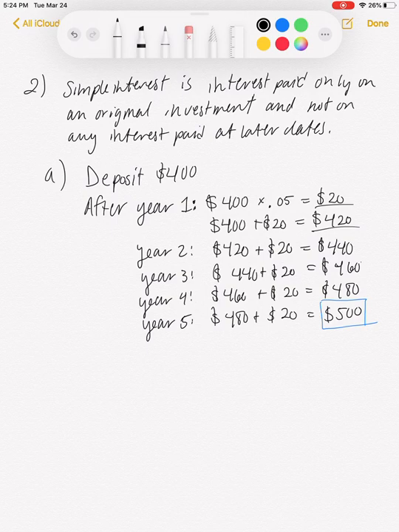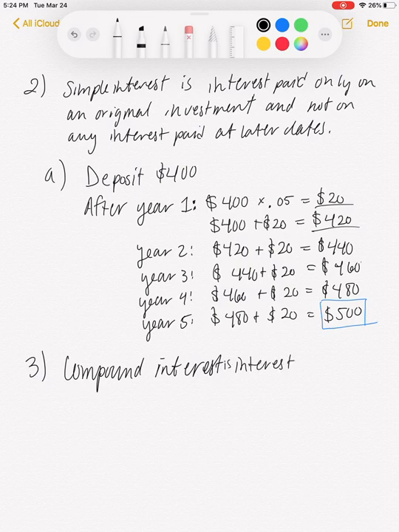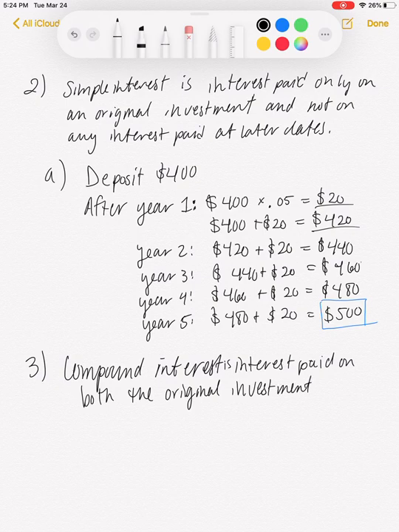Number 3. What is compound interest? So compound interest is interest paid on both the original investment and all interest that has been added to it.